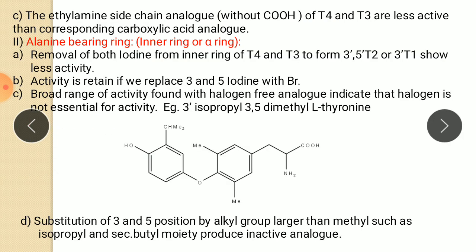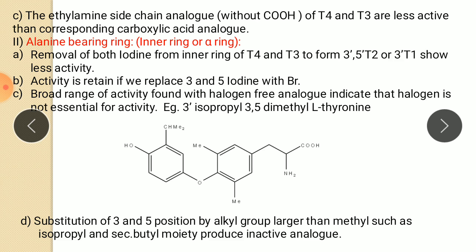Third point, the ethylamine side chain analogs, meaning without the carboxylic group, of T4 and T3 are less active than the corresponding carboxylic acid analogs. In short, when we remove the carboxylic group of the side chain, the compound's activity decreases.